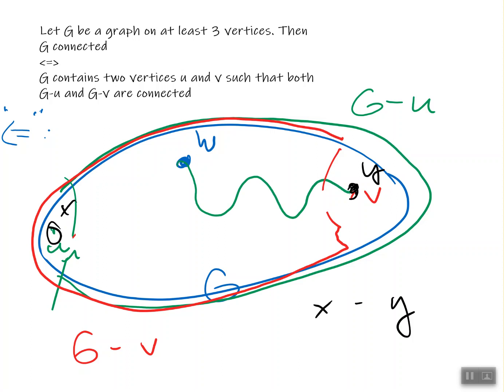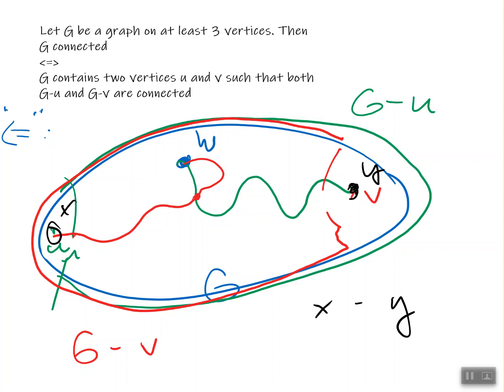to y in the green graph, and we can do a red path from w to x in the red graph, not going through v. Putting these two together, we get a walk from u to v. This walk may see some vertices twice, but it contains a path, by just cutting off those loops that we see here. And this is our path from u to v that's missing.